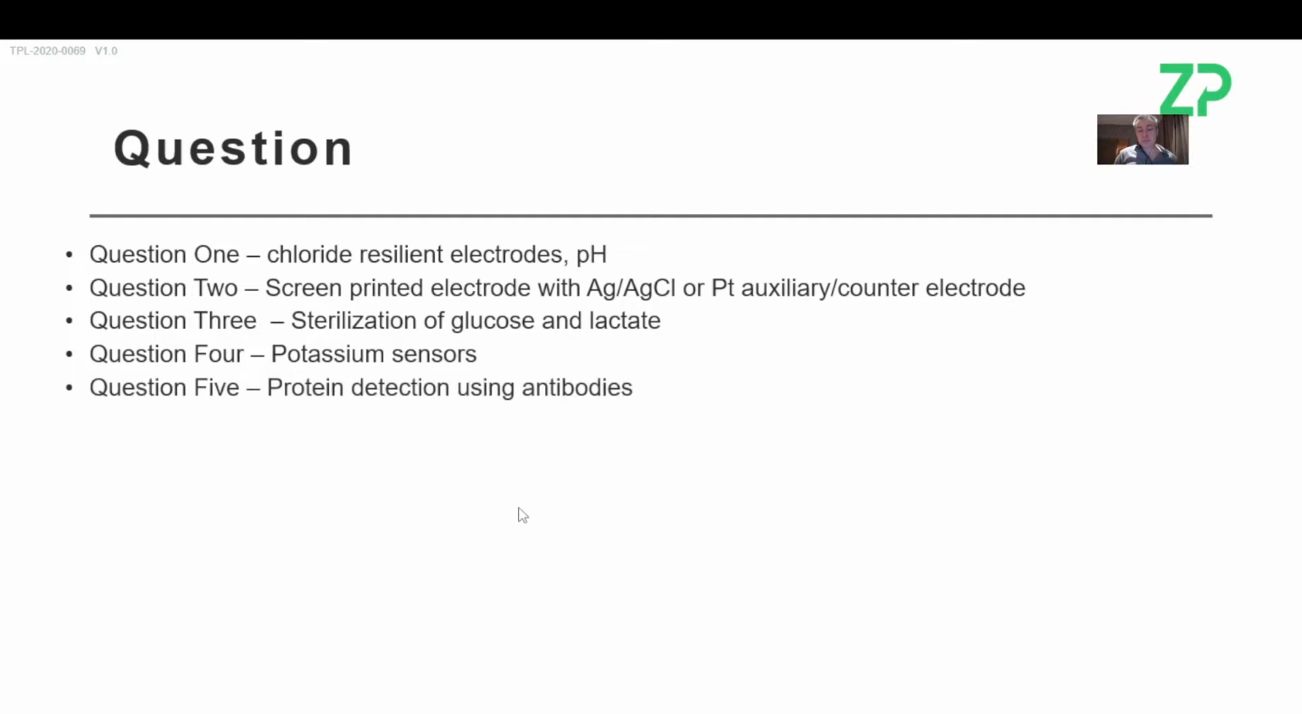Protein detection using antibodies. Sure, take a hypervalue carbon electrode, use pyrene NHS. The pyrene NHS will give you a surface of NHS groups, which you can then link your antibody to.